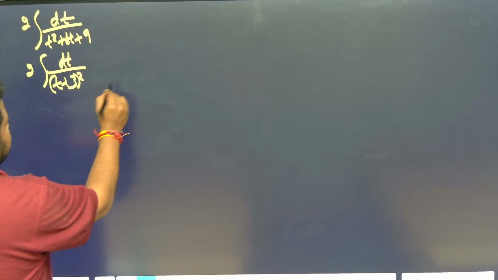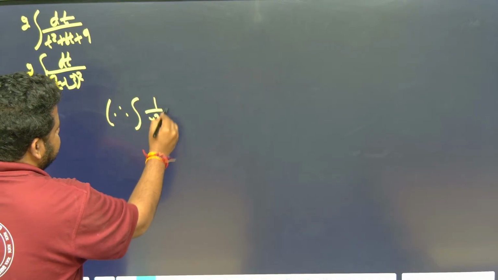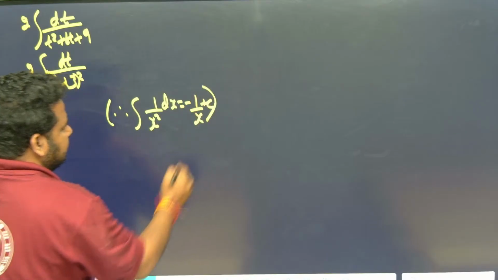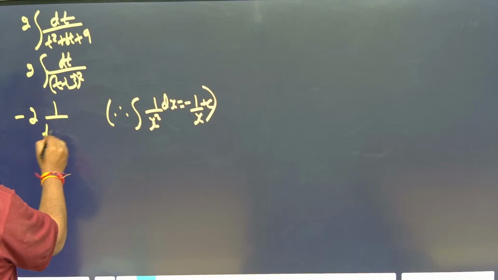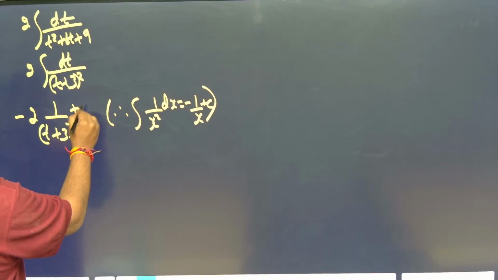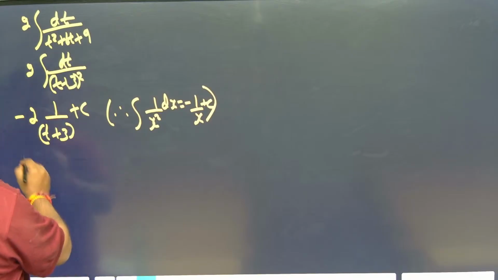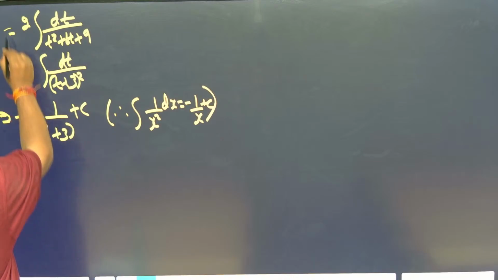This is of the form: the integral of 1 by x square dx is equal to minus 1 by x plus c, correct? For the same reason I can write here, this will become 2 times, minus 2 times 1 by (t plus 3) plus c. This is what I will have.